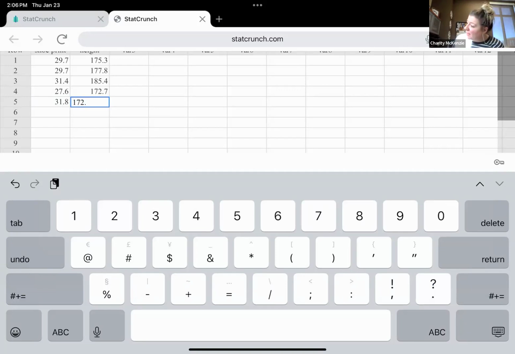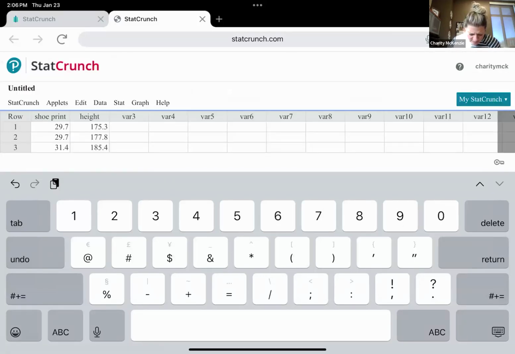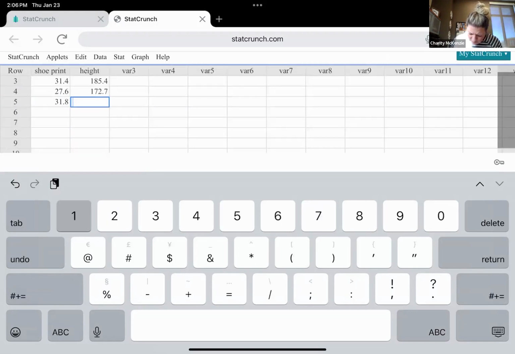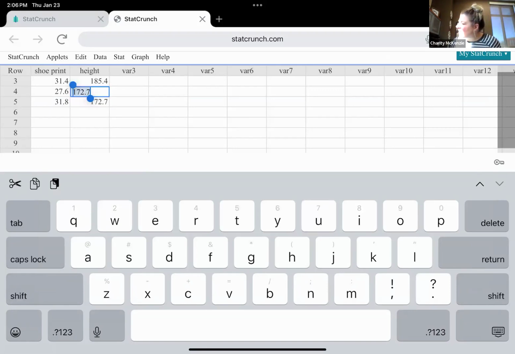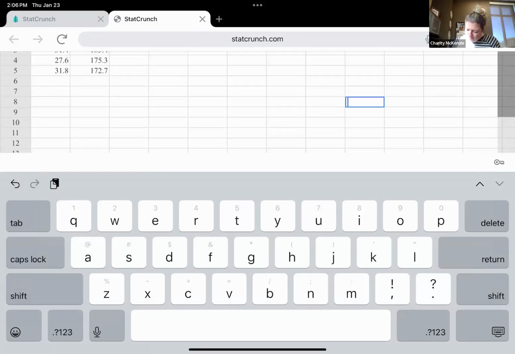which is called a scatter plot, right? You probably already fast forwarded me unless I messed this up. 175.3. All right. So where do you think you should go?